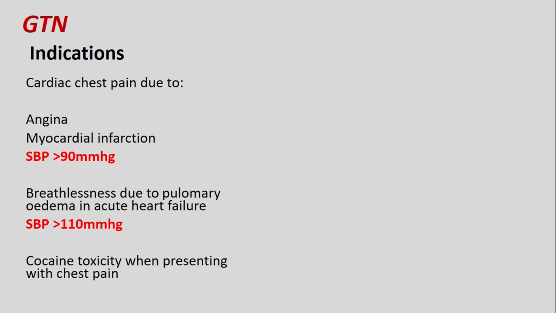Let's take a look at the indications. So GTN is indicated for administration in patients presenting with cardiac chest pain due to angina or myocardial infarction when systolic blood pressure is greater than 90 millimeters of mercury. Breathlessness due to pulmonary edema in acute heart failure when the systolic blood pressure is greater than 110 millimeters of mercury. And those who have taken an overdose of cocaine and are presenting with chest pain.